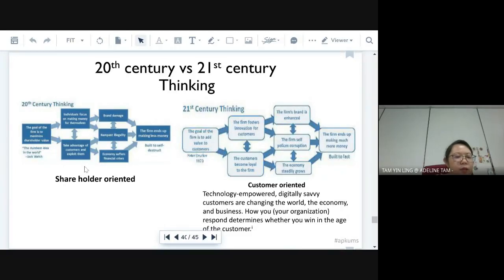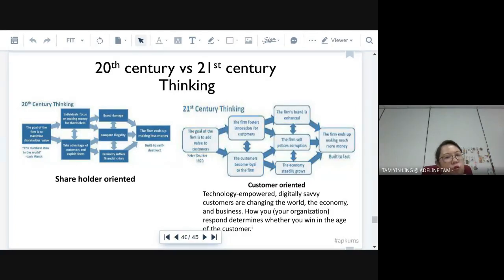So what we are doing is making money for the boss, for the shareholders, and we try to take advantage of the customers. Then we try to exploit the customer. Kita dapat sebanyak yang mungkin dari pembeli pelanggan kita. So what happened is it might affect the brand, jenama kita, or be illegal. We might do something illegal, or the economy might suffer, the environment might also suffer.